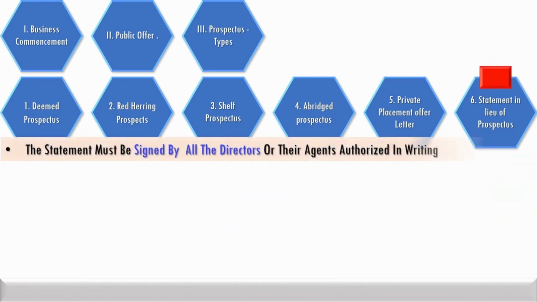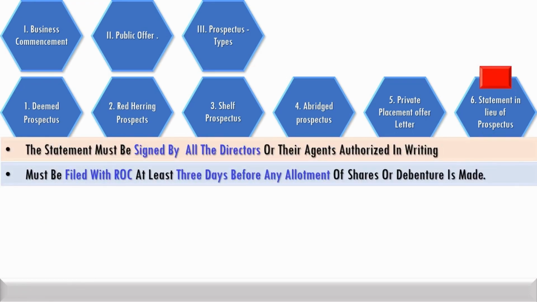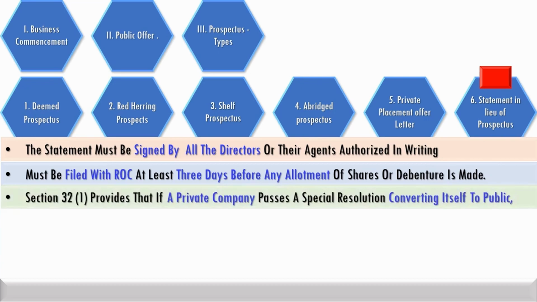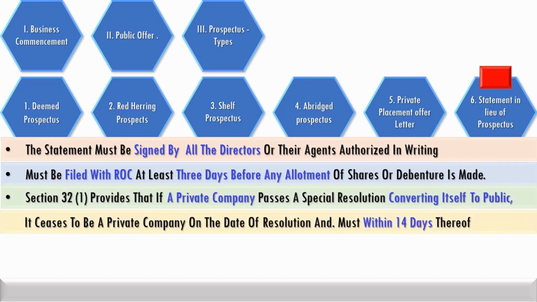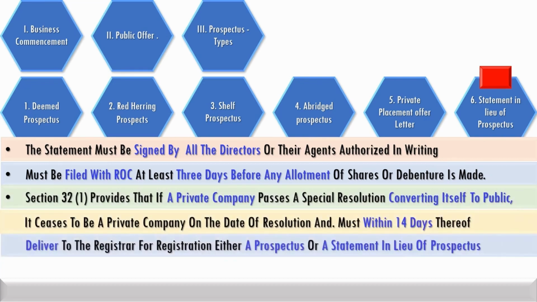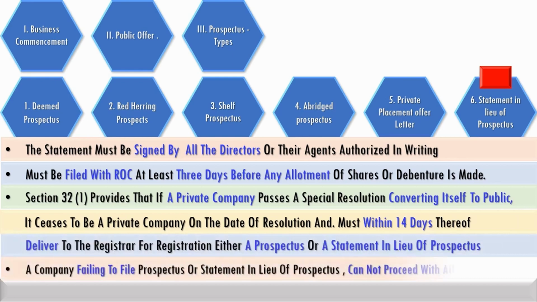A statement in lieu of prospectus needs to be signed by all directors and must be filed with the ROC at least 3 days before any allotment. When a private company converts itself into a public company, it needs to file a statement in lieu of prospectus with the ROC as it ceases to be a private company. A company failing to file a prospectus or statement in lieu of prospectus cannot proceed with allotment of shares.